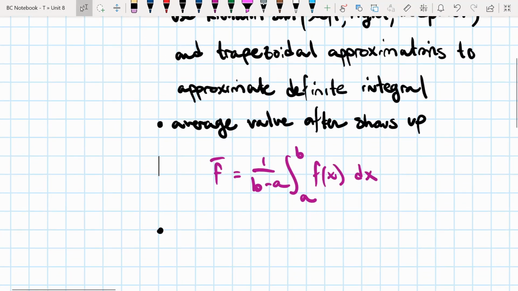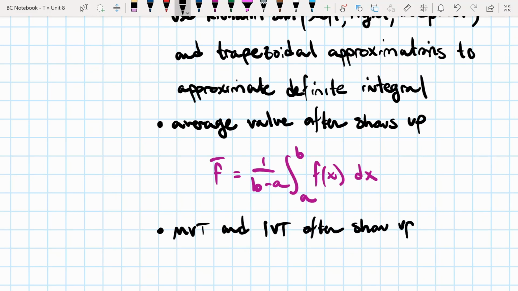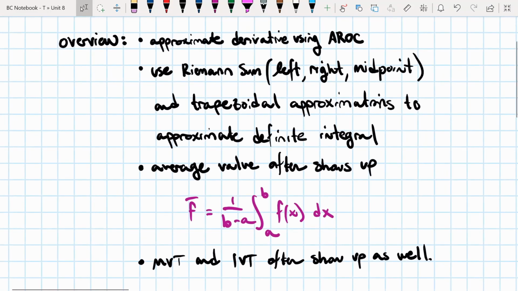And the last thing, these are concepts from Calc 1, is the mean value theorem and the intermediate value theorem often show up as well. I'll briefly talk about what those are in one of the questions today. So that's kind of the overview. This video is just going to go through two FRQs, and you're going to see a lot of these concepts show up in these two FRQs.